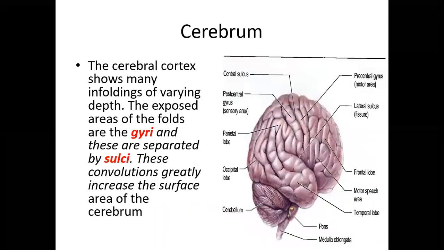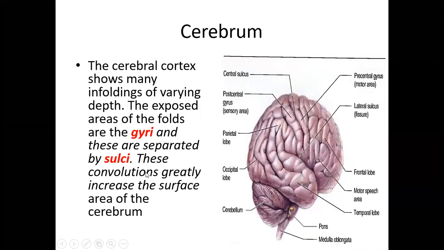Coming to further about the cerebrum, the cerebral cortex shows many foldings of varying depth. If you see here, the cerebral hemisphere is not a completely even surface, but it will show a lot of foldings of varying depth. The exposed area of the folds are called the gyri. This elevated part is called the gyri, and these are separated by sulci. In between there is a groove. This is called the sulci.